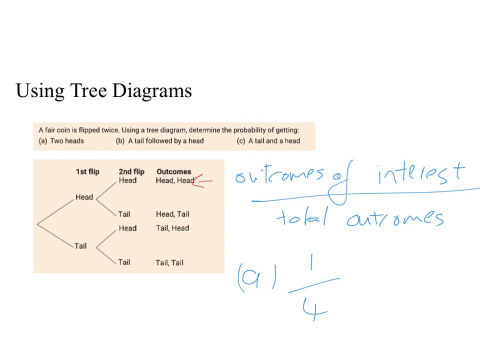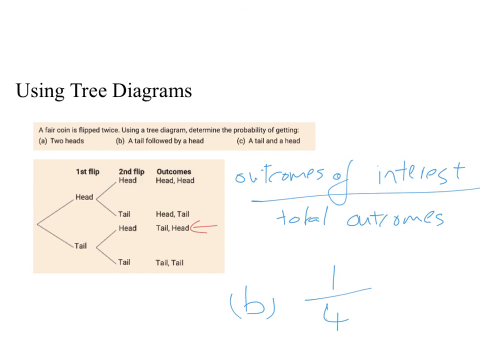For part B, we have a very similar setup. They ask us for the probability of getting a tail followed by a head. So we can look at our outcomes down below and see how many of those outcomes have a tail followed by a head. And that's just this one here. So that's one outcome that we're interested in out of 4 total outcomes. So our probability is 1 over 4. Again, you can give this as a decimal if you want. It should be 0.25.